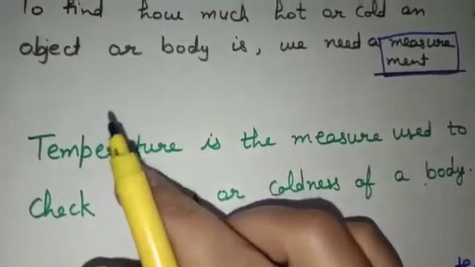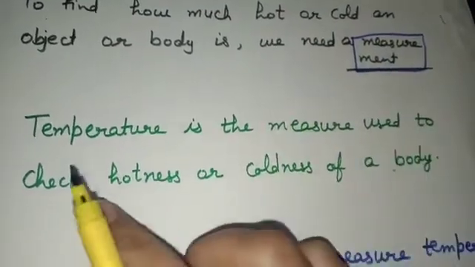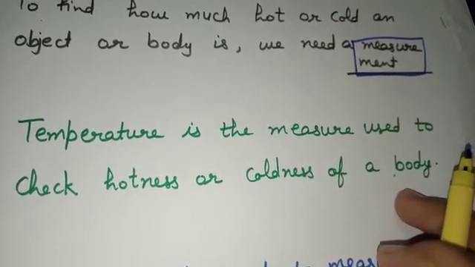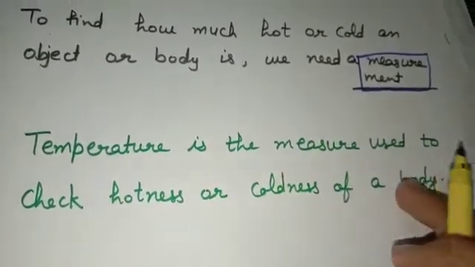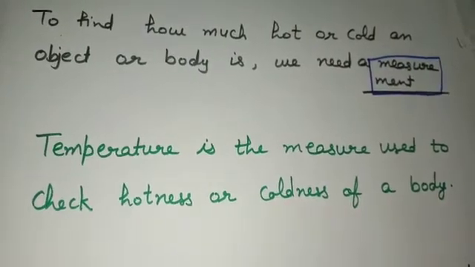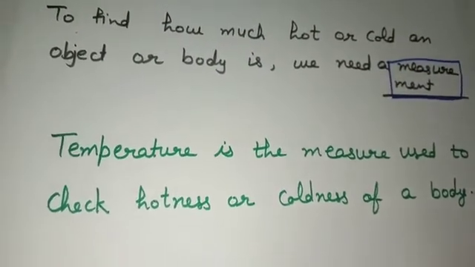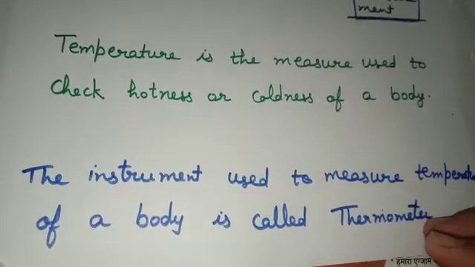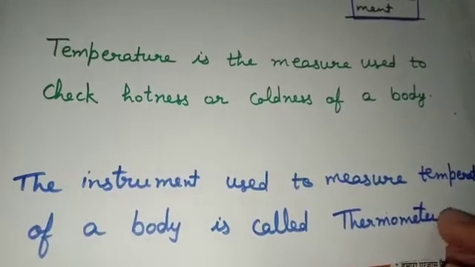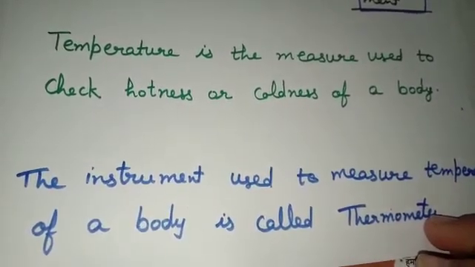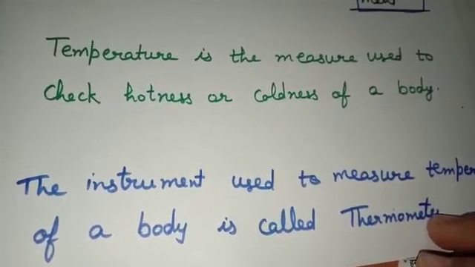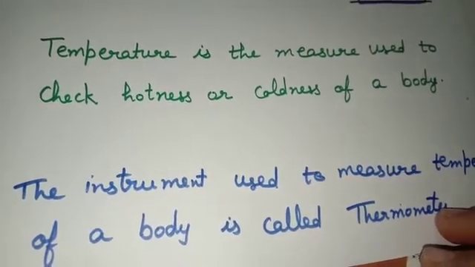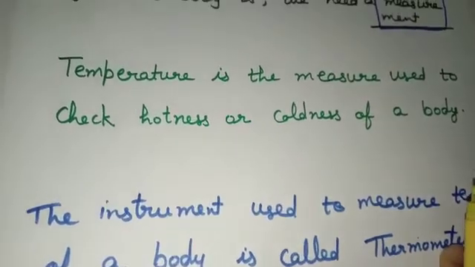What is temperature? Temperature is the measure used to check hotness or coldness of a body. I repeat, temperature is the measure used to check hotness or coldness of a body. And the instrument used to measure temperature of a body is called thermometer. We generally use a thermometer at our homes to check the temperature of our body if we don't feel good.